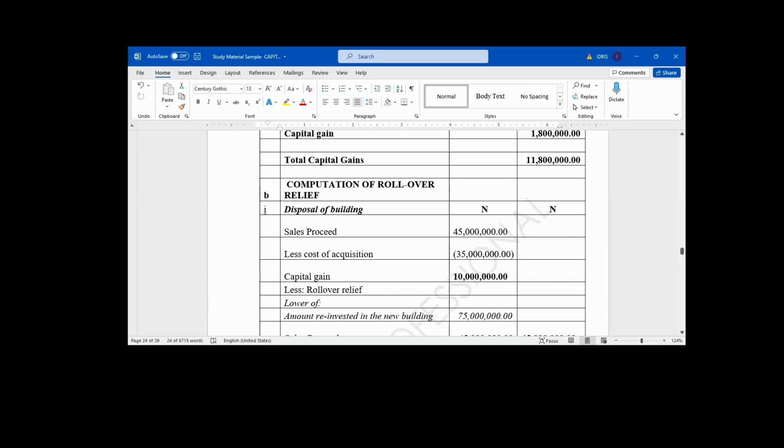Yes, thank you. So let's look at one question before we close today. By next week, we solve 2 more questions on capital gain tax and we move to the next topic, which is tax implication of merger and acquisition.